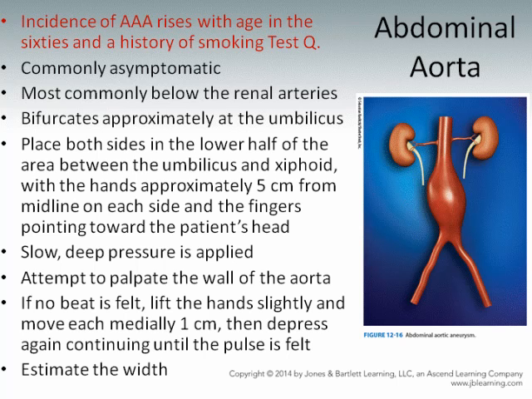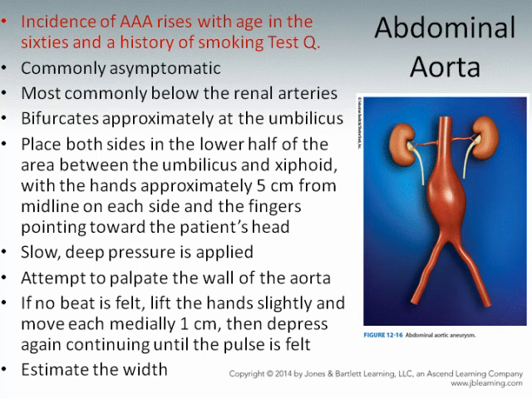The incidence of AAA, abdominal aortic aneurysm, rises with age, in the 60s, and with a history of smoking, especially in older men. It's more common in them. So that's why the guidelines say that if you have an older man in his 60s that smokes, you should do a CT scan at least once to check for an abdominal aneurysm. Commonly asymptomatic until it either dissects or ruptures, or it gets so large that it impinges on the other organs and starts causing trouble. It bifurcates, most commonly found below the renal arteries.